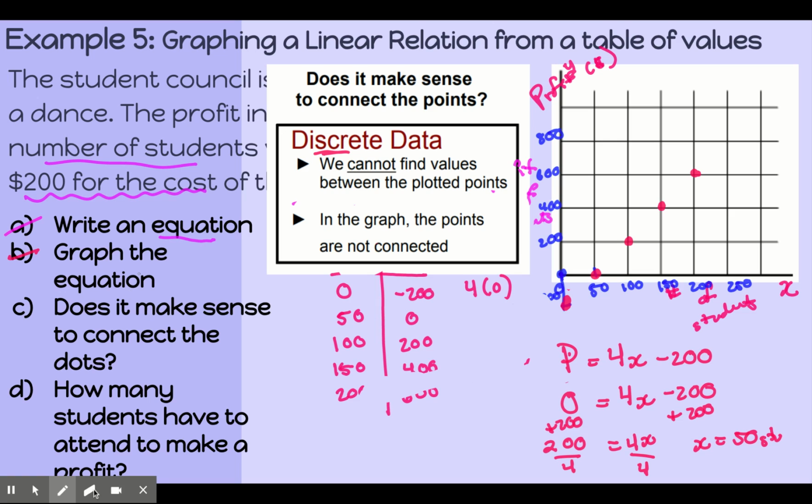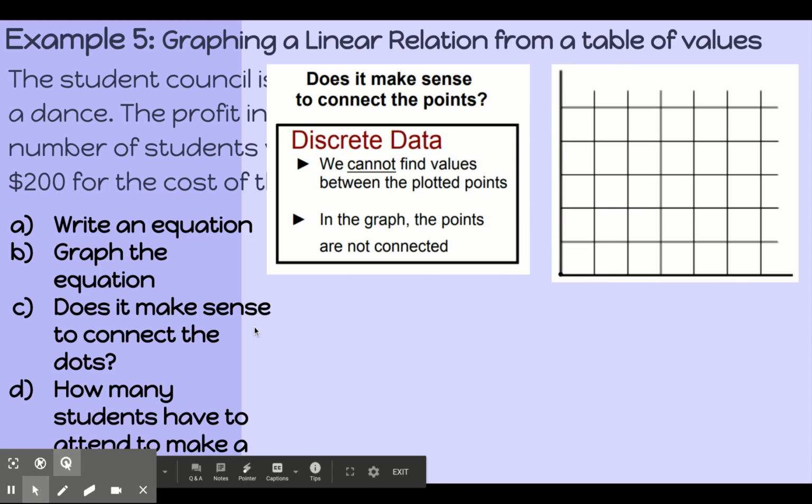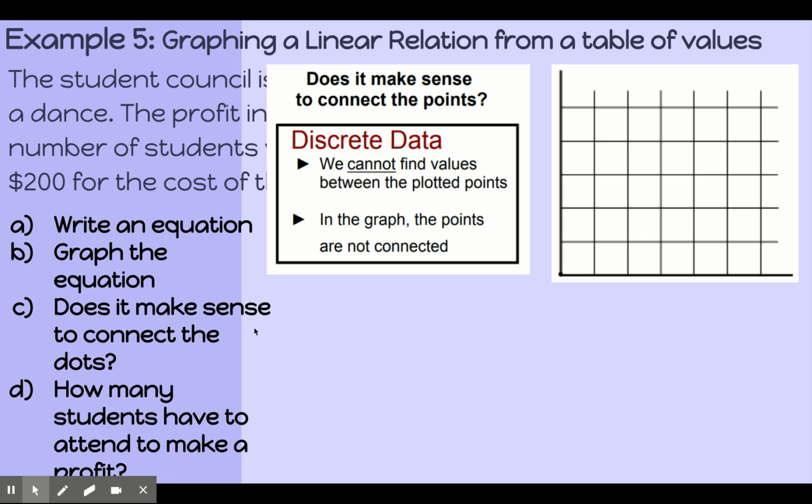So that is all there is for 6.2 linear relations. I am hoping that you now have an understanding of what makes a graph linear and what makes it nonlinear. You should be able to tell me whether you should connect the dots or not connect the dots. So connecting the dots means it's continuous data. Not connecting the dots means discrete data.